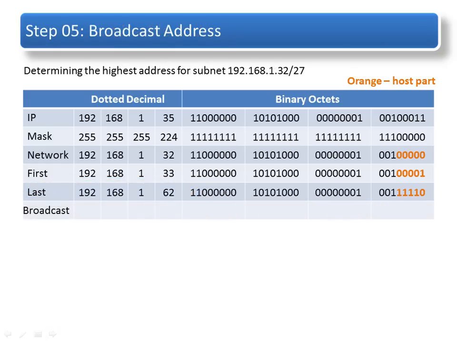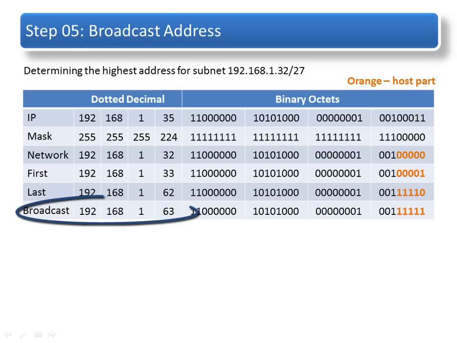The broadcast address of a network is always the highest address in the address block. It requires that all the host bits be set to all 1s. Therefore, all 5 host bits used in this example are set to 1s, producing a broadcast address of 192.168.1.63.